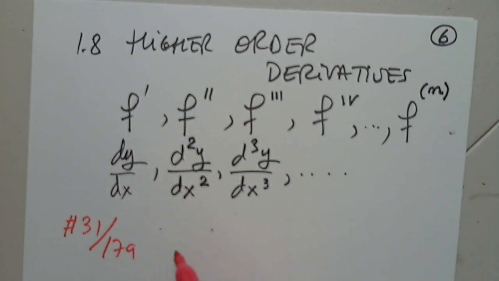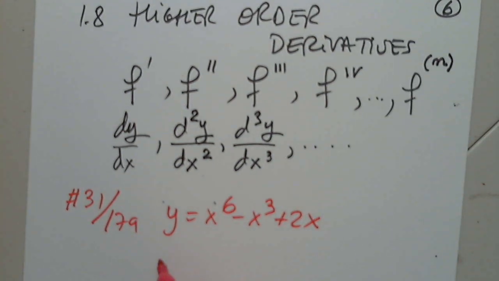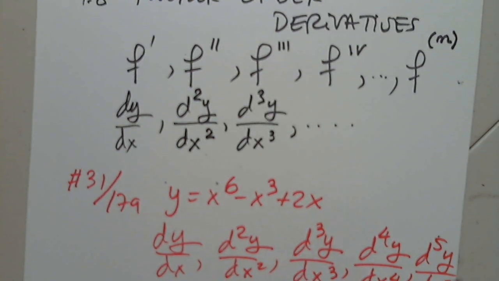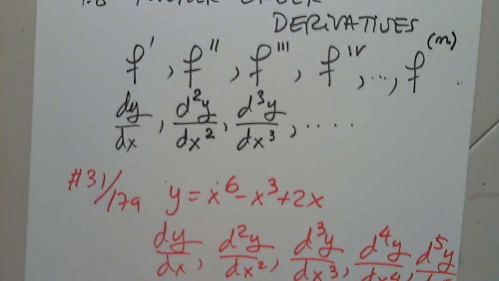31 on page 179 has y equals x to the 6th minus x to the 3rd plus 2x. And they want us to find the fifth derivative. Okay, fine. So first we have to find dy over dx, then d2y over dx2, then d3y over dx3, then d4y over dx4, and d5y over dx5. 1, 2, 3, 4, 5. So let's find the first one.